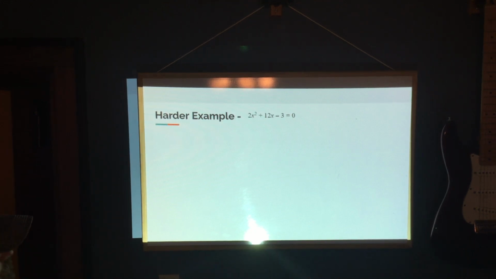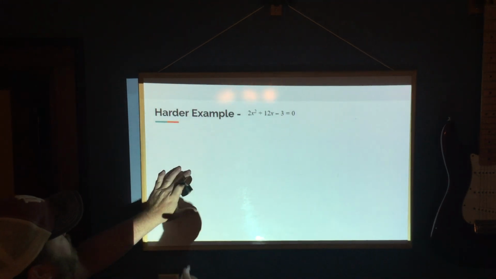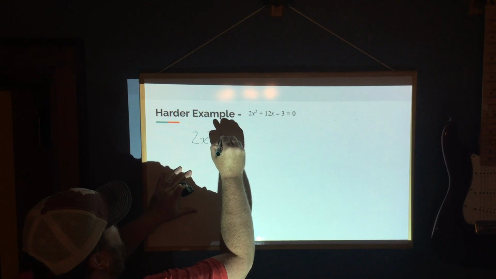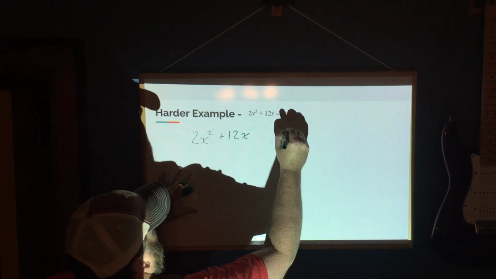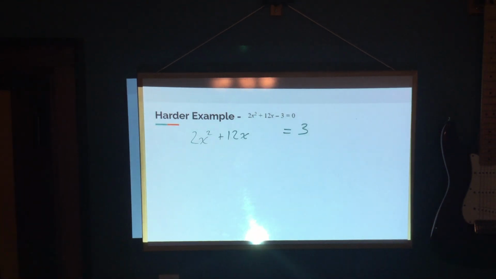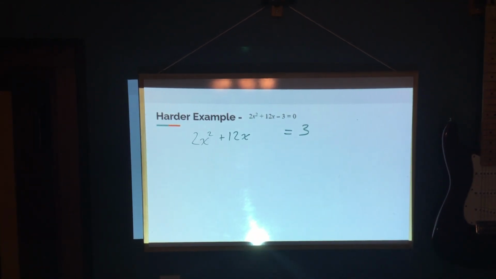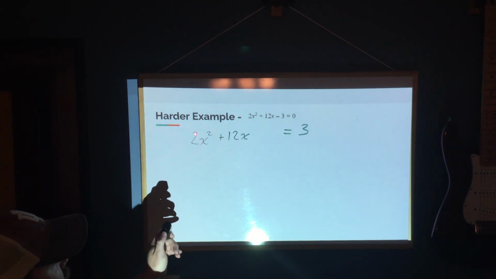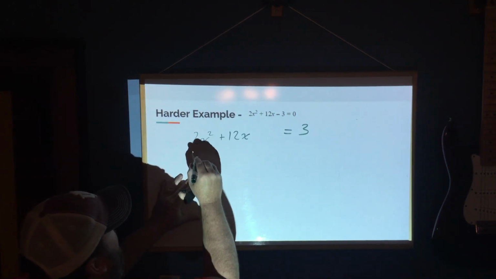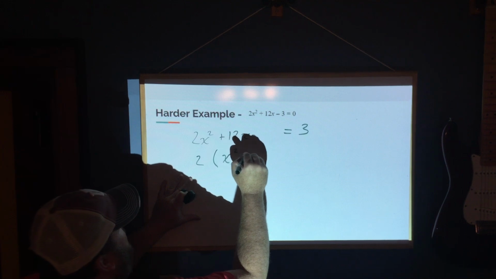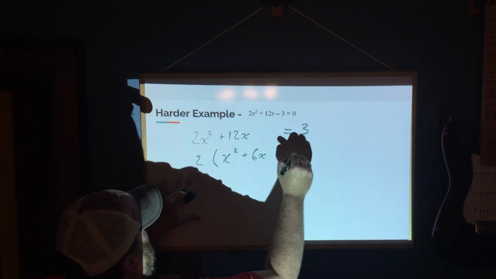Okay, so it starts out the same. You take the constant and move it over to the other side. So negative 3 goes over to the other side as plus 3. In order to complete the square, this has to be 1. So what we're going to do is factor out that 2, and I get x squared plus 6x now.